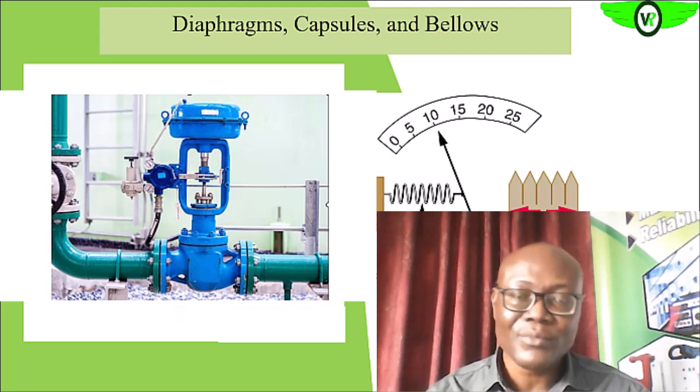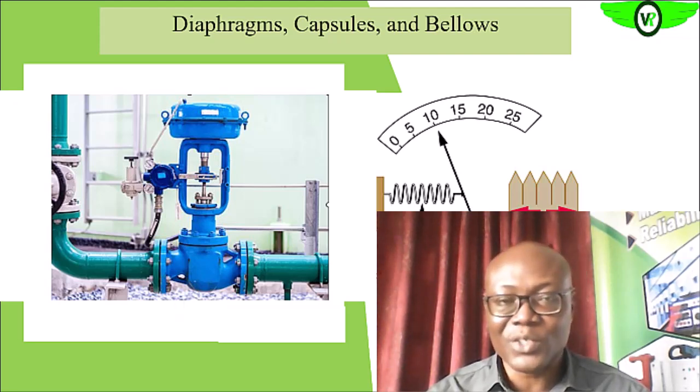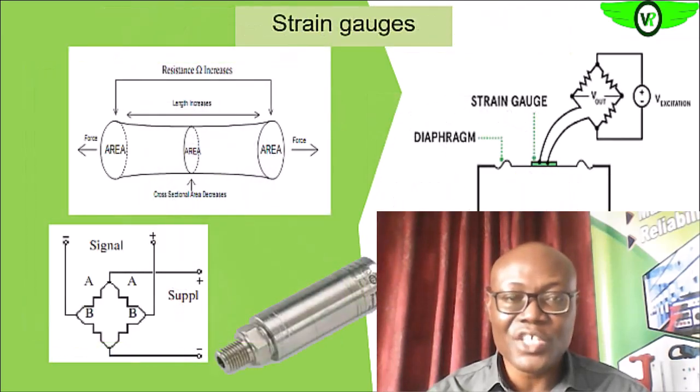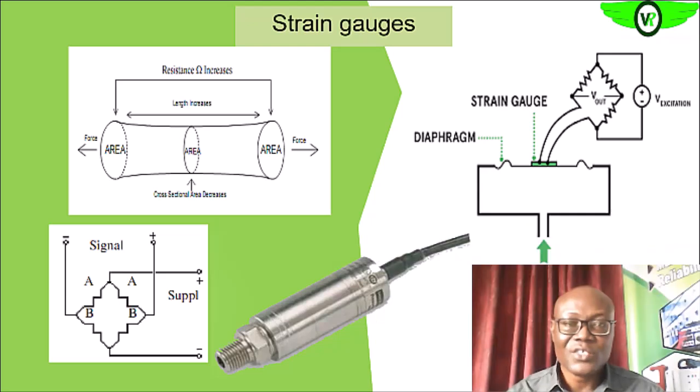So we have another reliable pressure sensor, which is the strain gauge. The strain gauge is usually made up of a very thin wire material, and we know that the resistance of a wire is equal to rho L over A, where rho is the resistivity of the wire, L is the length of the wire, and A is the cross-sectional area of the wire.